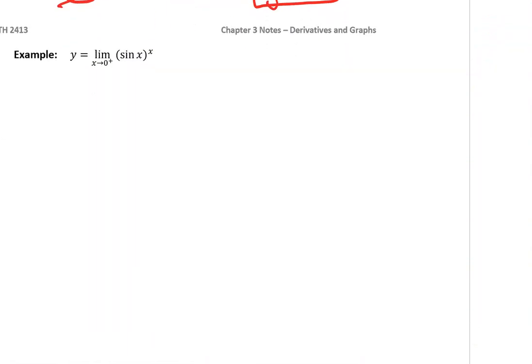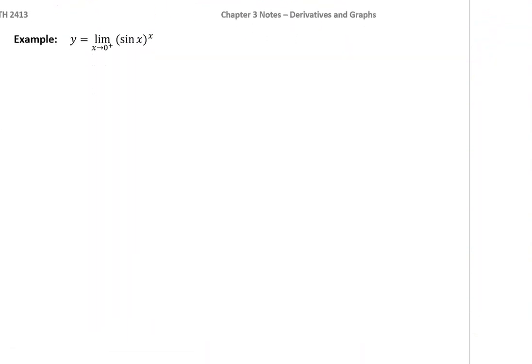This one is y equals, and this will be our last example, the limit as x approaches 0 from the right of sine x to the x. If I straight plug into this problem, I would get sine of 0 raised to the 0 power. And this one is also described as an indeterminate. So kind of something I want to throw in there so it's not just the 0 over 0 or infinity over infinity. But I'm going to apply the same trick here like I did in the last problem.